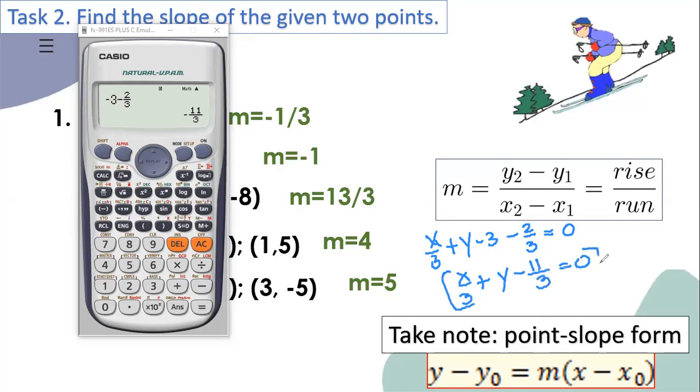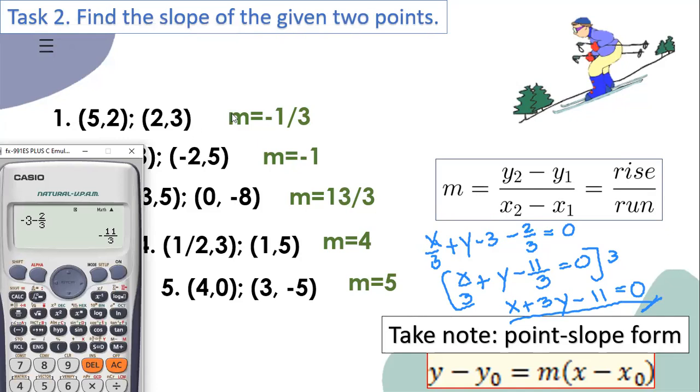So we can multiply the whole equation by 3 to further simplify. So we will have x plus 3y minus 11. That will be equal to 0. So that is the equation of the line passing through (2, 3) and having a slope of -1/3. Okay, so for example, yan yung mga given sa atin.